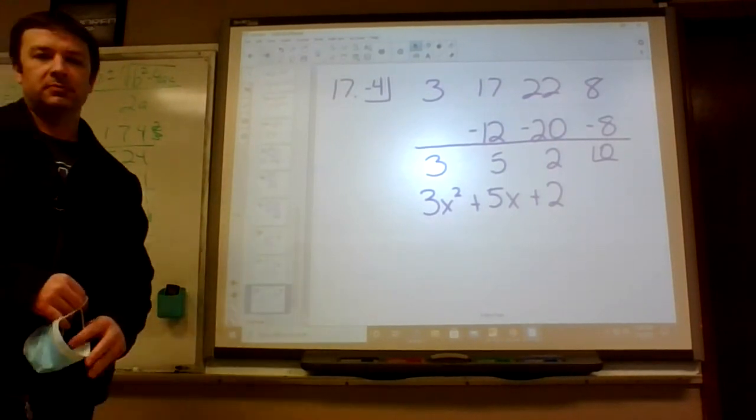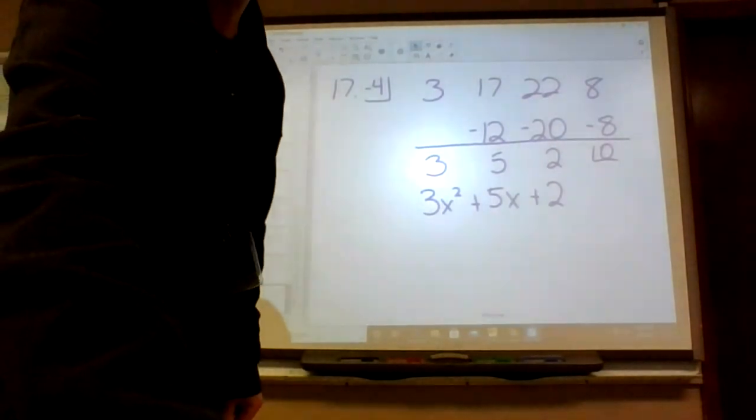Okay, one more. What numbers do I put across the top for 17? 17, 22, 8, and 4. Does the order matter? Like, does it have to go up by number? No, you just, yeah, the order is 17, 22, 8, and 4. If you're dividing by y plus 4, what do we put in the box? Negative 4. Do the opposite.